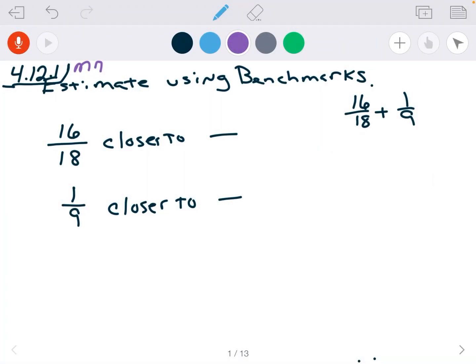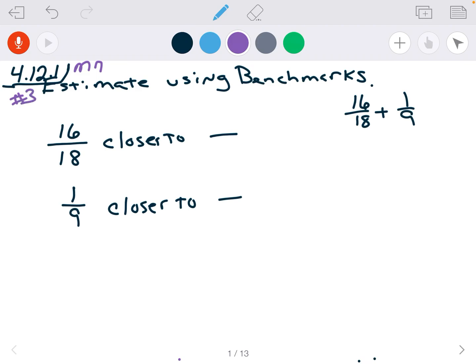Hey, Miss W here. Going to give you some help with Math 7 on the 4.12.1 assignment. I am not going to give you answers, but I'll give you examples or hints. You started with number 3 for your request.